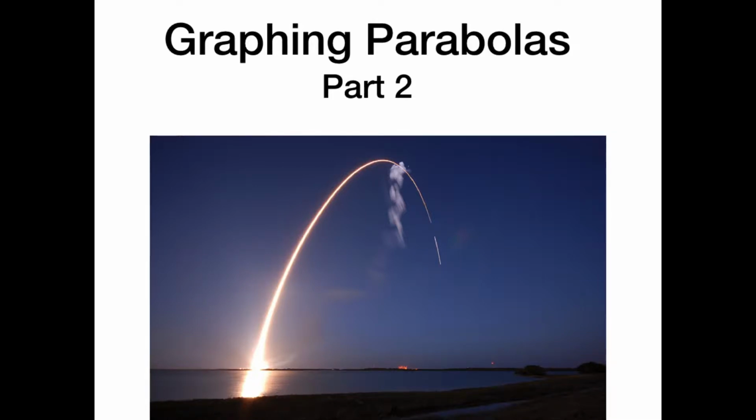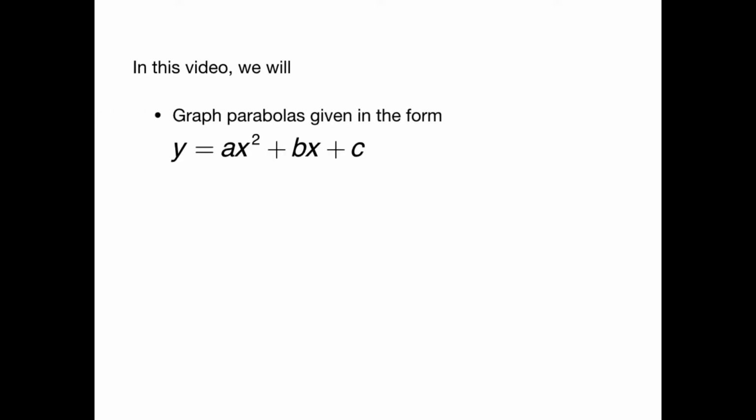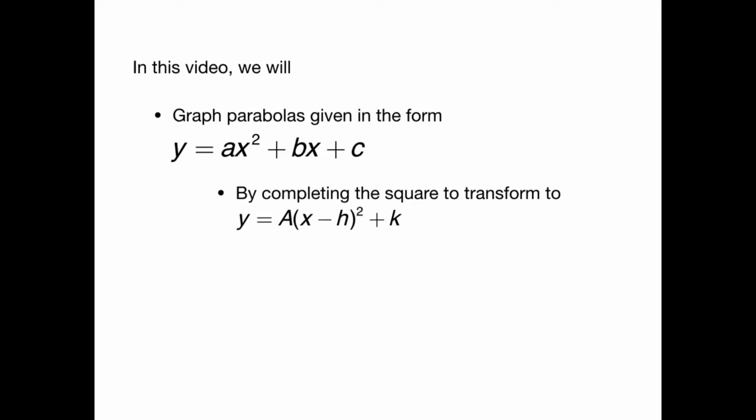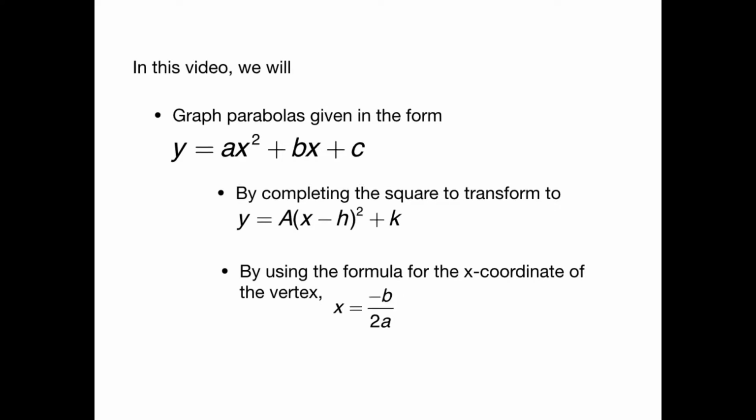Graphing Parabolas Part 2. In this video, we'll graph parabolas given in the form y equals ax squared plus bx plus c. We can do that in two ways. We can do it by completing the square to transform into the form of the equation that makes it clear where the vertex is. Or we can use a formula for the x-coordinate of the vertex from the equation ax squared plus bx plus c. The x-coordinate is equal to negative b over 2a.